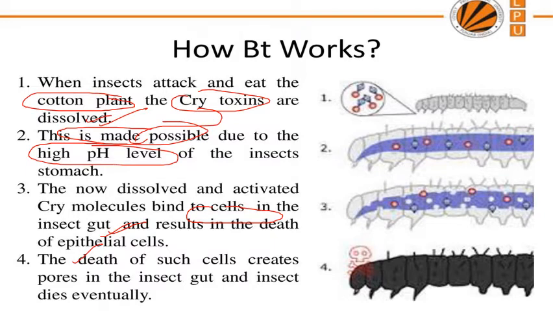These dissolved and activated cry molecules bind to the cells in the insect gut and result in death of epithelial cells. Then these cry toxins attach themselves to the epithelial cells of the gut of the insect. That leads to death of such cells and creates spores in the insect gut, and the insect dies eventually. So this is how Bt works.